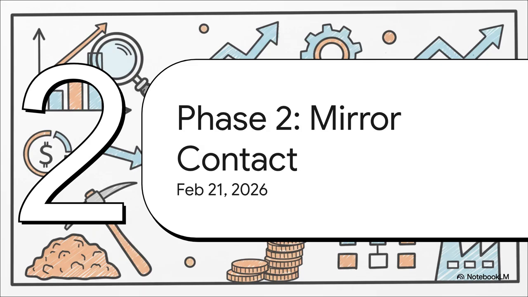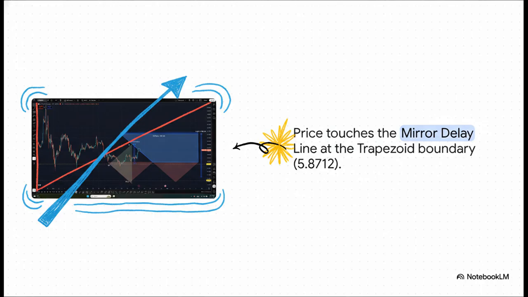All right, a few days go by, and that brings us to the next key event in the sequence. This happened on February 21st. The model calls this Phase 2, mirror contact. And here's exactly what happened. You can see the price moved up, and boom, it made contact with the mirror delay line. That happened at a price of 58712. And what's really interesting is that this contact happens right on the time boundary of that trapezoid we saw earlier. It's a key intersection on the model's map.